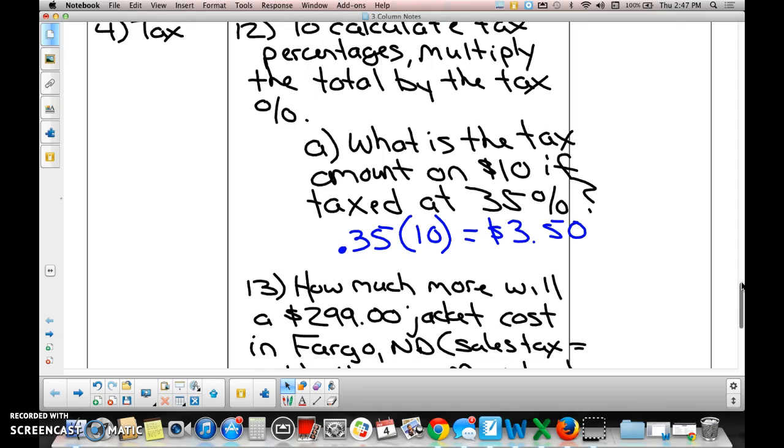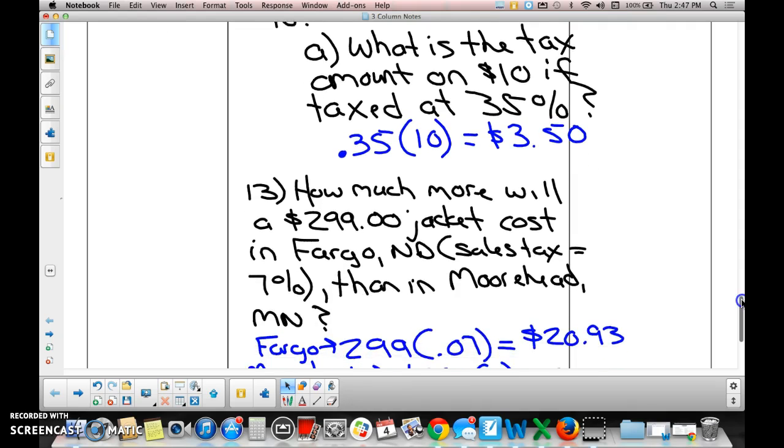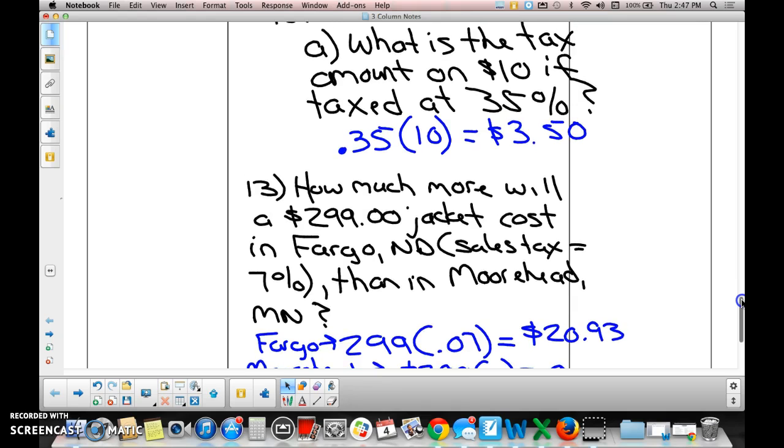Okay? So calculating taxes, you have to add to the total if we're asking for total prices, or you have to find the percentage of the original to calculate tax. All examples here would help you out. Any questions we need to solve before quitting?